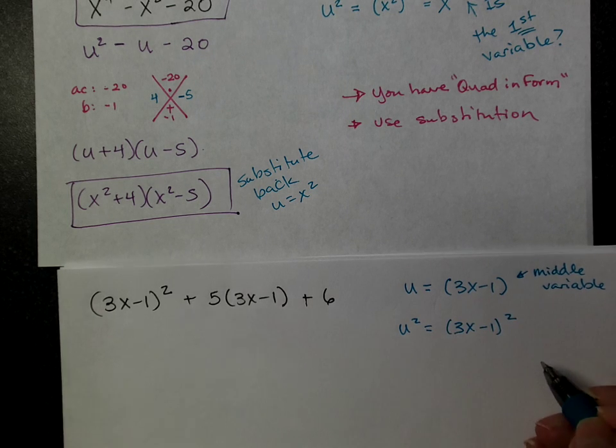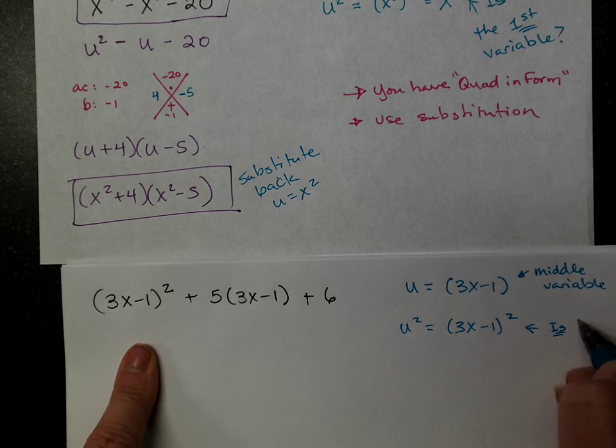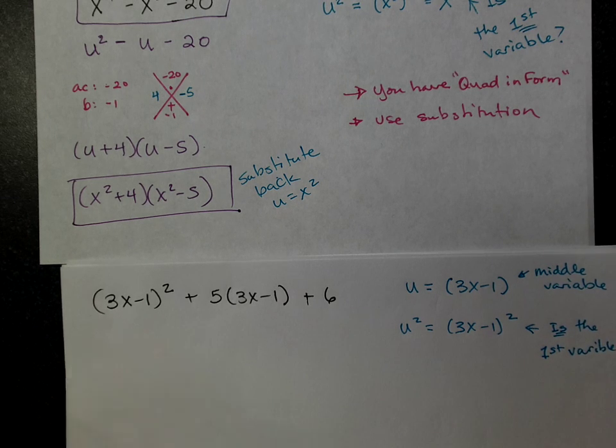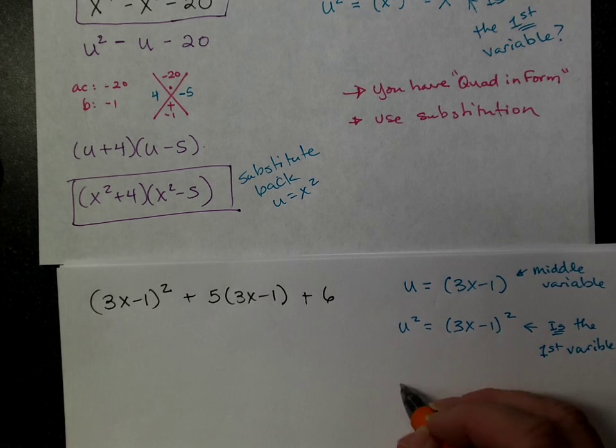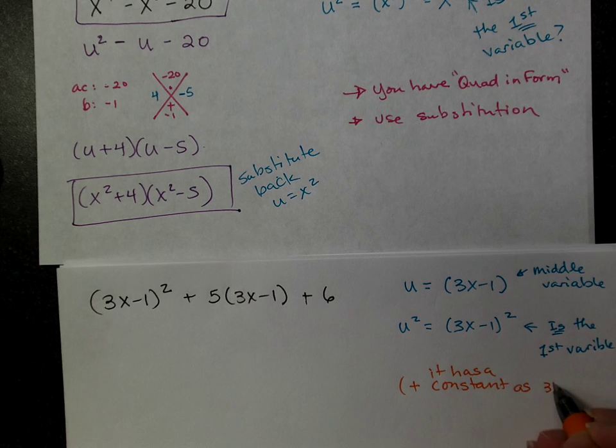And it does match, right? That is the first variable. So it is, and just to make a note, plus the constant. It has a constant, a constant as the third term, because if the third term wasn't a constant, that throws all of this out. You have to have your plus c at the end. So check, it is quadratic in form.